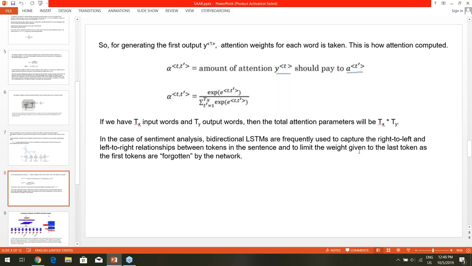The correlation is between an encoder word and a decoder word. So if I have 100 input words and 200 output words, the total variable permutations will be 100 into 200, right? Those many variations.